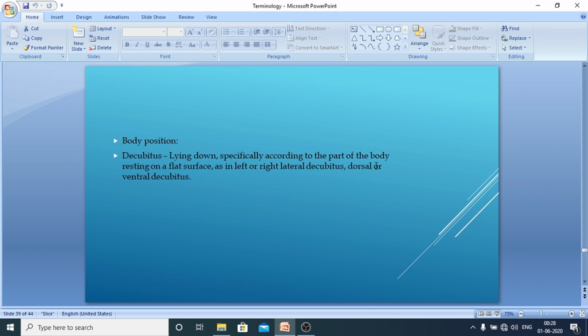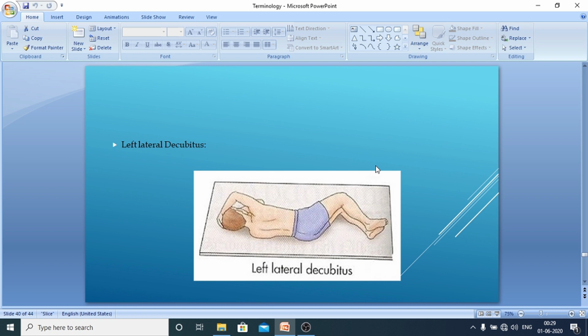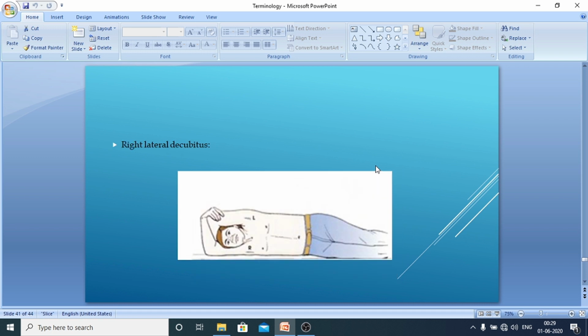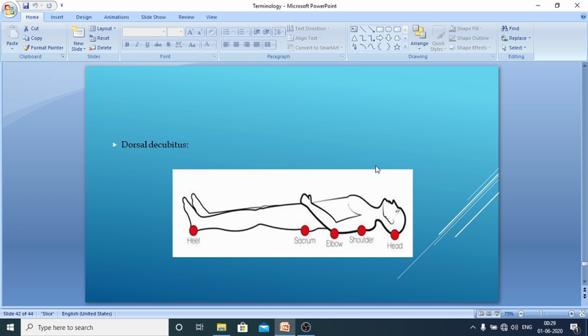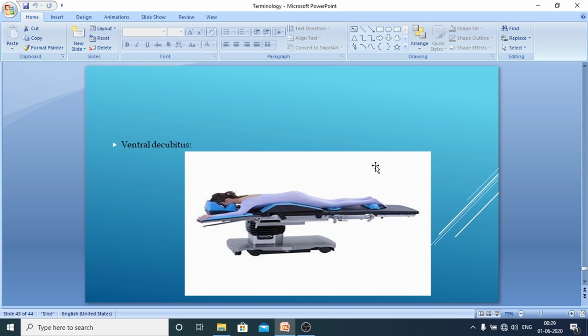Body positions. The different body positions are known as decubitus, and decubitus means lying down, specifically according to the body part resting on a flat surface, whether left or right, dorsal or ventral. So let's go through the images for clear understanding about the different positions. This is the left lateral decubitus image, right lateral decubitus image, dorsal decubitus image, and the ventral decubitus image.